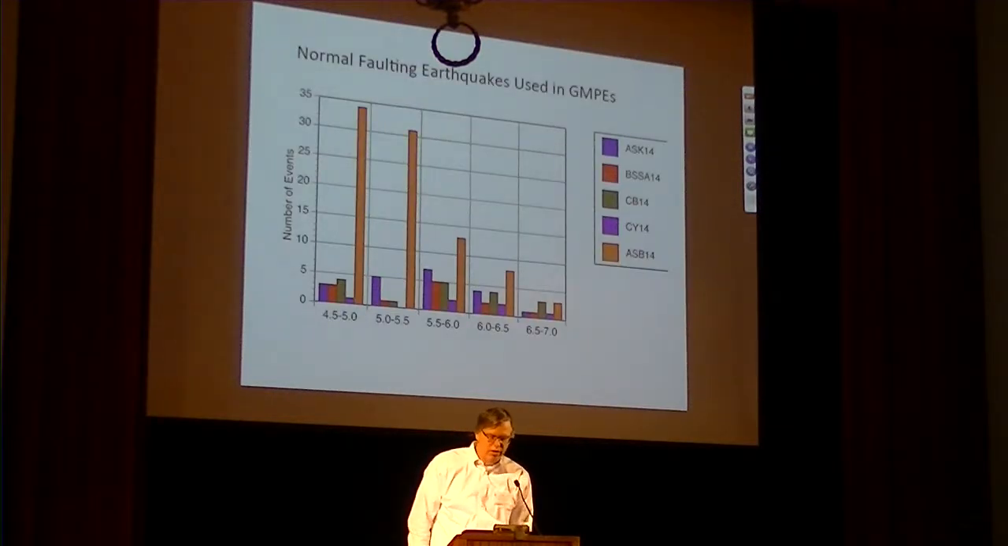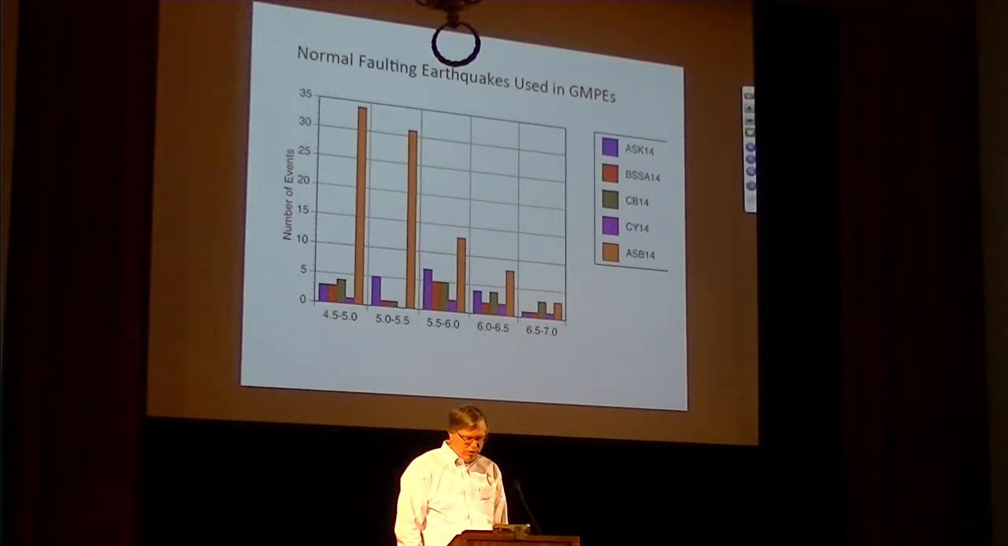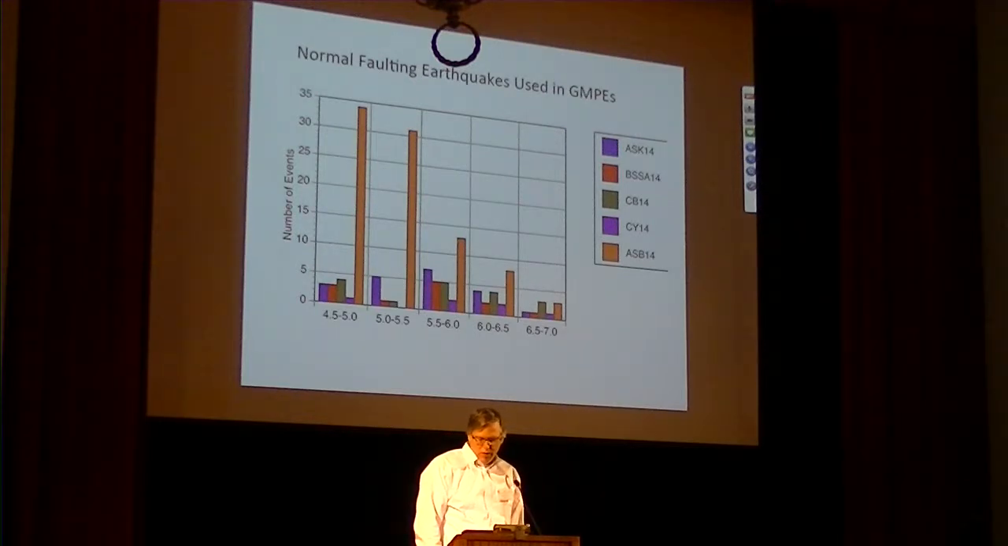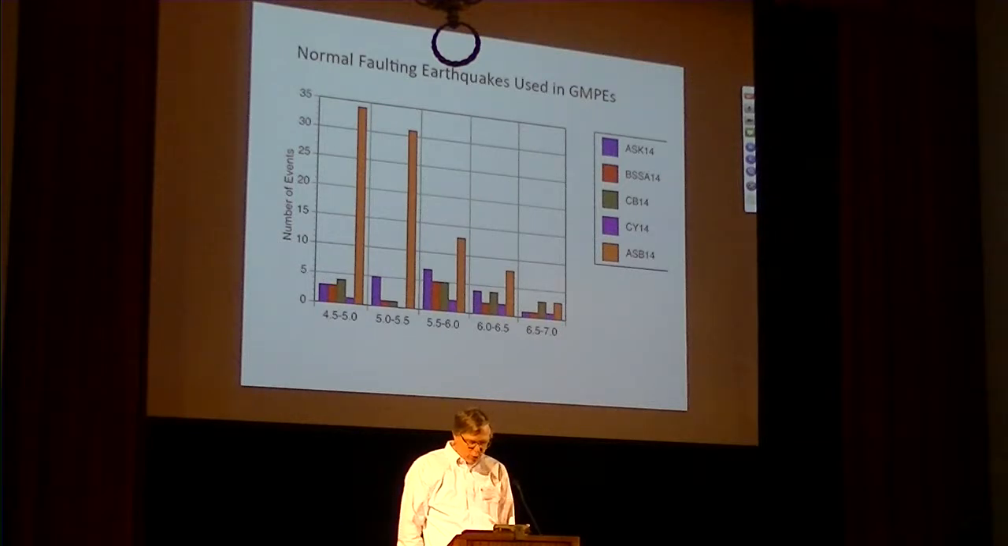If you just look at the number of normal faulting earthquakes used in the GMPEs, I didn't include Bindi. I didn't have that data broken up or counted, but you can see for the NGA data set, there's really a small number of normal faulting events. So in each of these magnitude bins, there's 1 or maybe up to 5 earthquakes, whereas the orange one is the European data set, which has here 34 earthquakes, while we may have 4 earthquakes in that magnitude range.